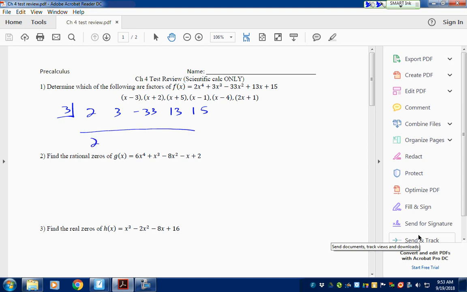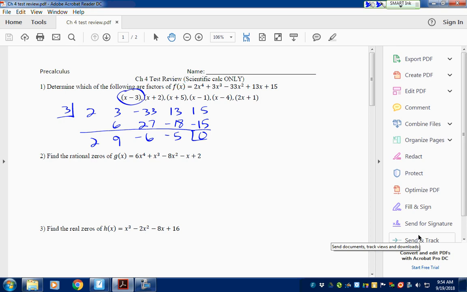Bring down the 2. 3 times 2 is 6. That's 9. 27. -6. -18. -5. And there's my double check, right? I get a 0 in the remainder. So yes, 3 did work. That's the cool thing about the synthetic division, even if you messed up plugging it in, even mentally, you do a double check. So there it is. With what I'm left, so there's one factor.